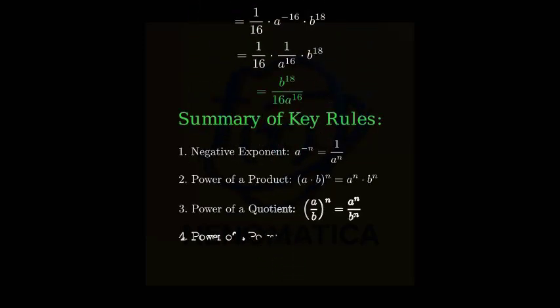To summarize what we've learned today about simplifying expressions with negative exponents, first, remember the fundamental negative exponent rule: a to the power of negative n equals 1 over a to the power of n. Second, when simplifying complex expressions, break down the problem step by step, applying one rule at a time. Third, you can use various exponent rules together, such as the power of a product, the power of a quotient, the power of a power, and the laws of exponents for multiplication and division. By following these principles, you can simplify even the most complex expressions with negative exponents.